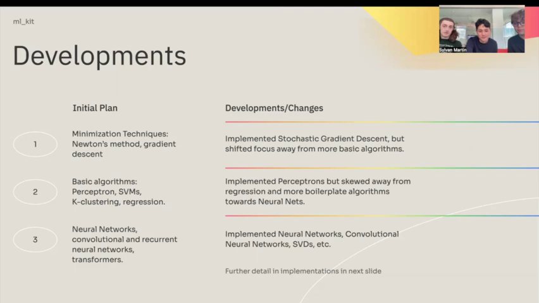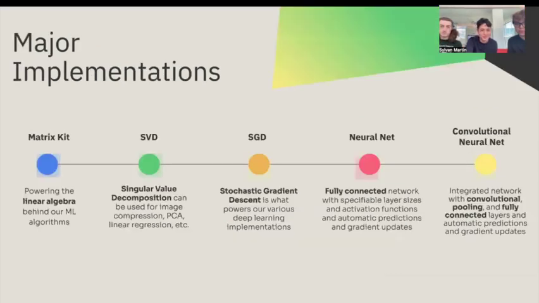Right from the onset, we shifted more towards gradient descent and neural network implementations, because it was a collective decision and we believed it would need more time. And so we can go over the major implementations of our library.